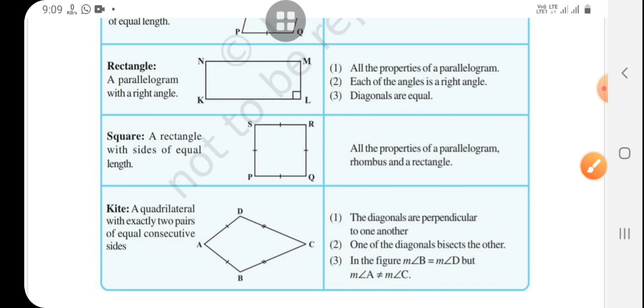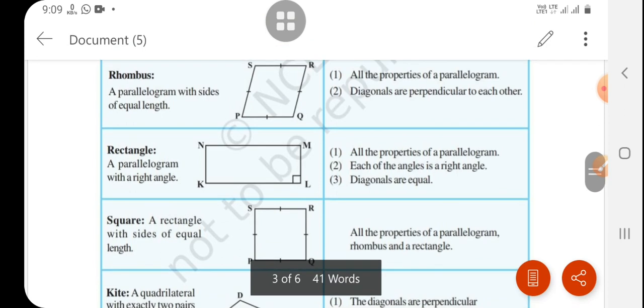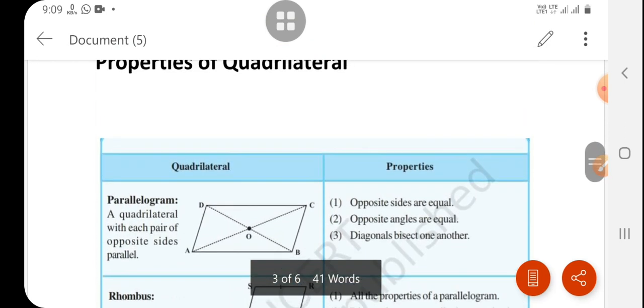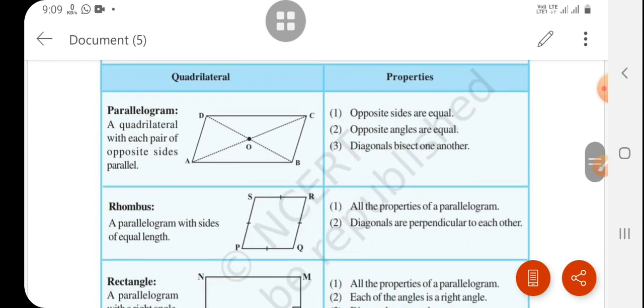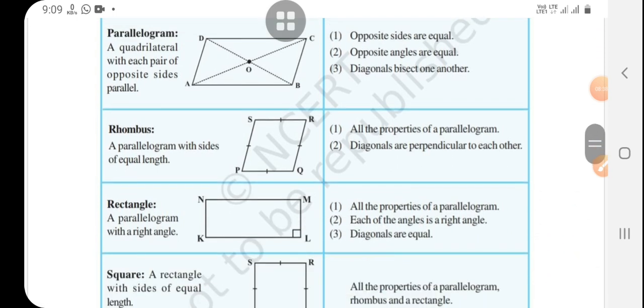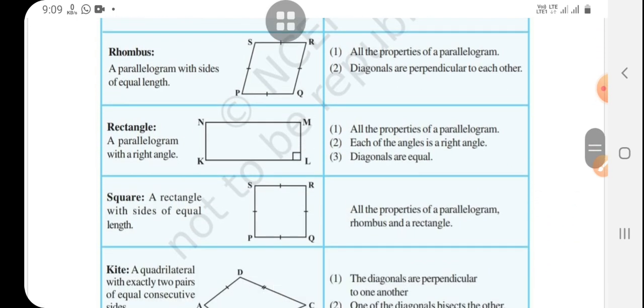This is the property. Now you will study it critically. That means what are the differences between these quadrilaterals? What are the differences or similarities between the parallelogram and rhombus, rhombus and rectangle, rectangle and square, and kite? You have to find out the similarities and differences. You have to study it, because you have to solve all the questions related to this in exercise 3.4.